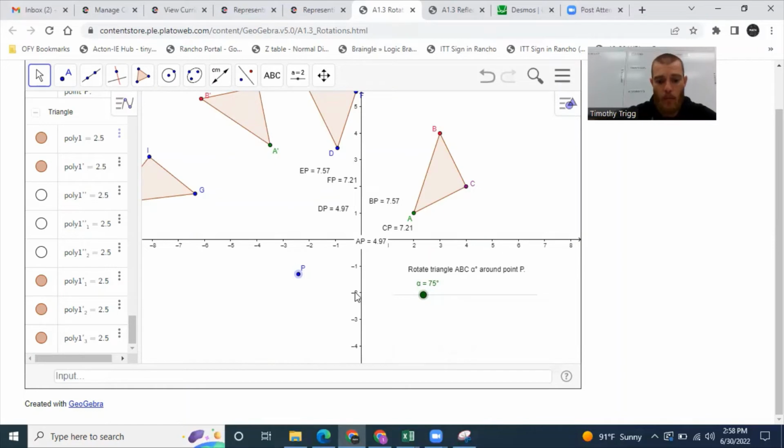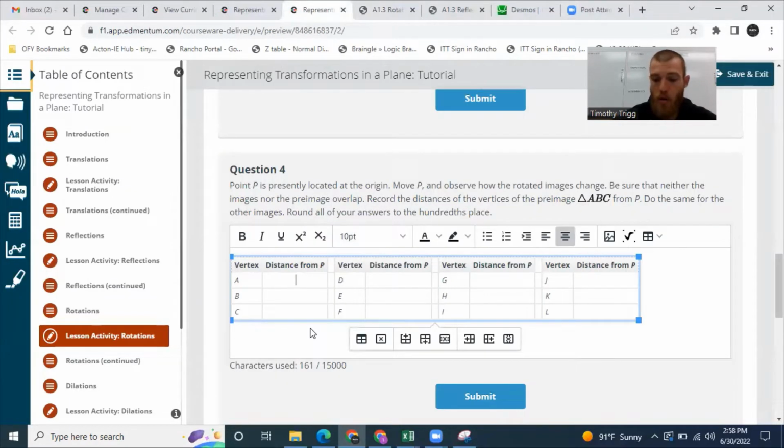Okay, so I'm going to write down these numbers. So I have them down: 7.57, 4.97, and 7.21. Now I'm going to record them here. So 4.97, and your distances might be completely different depending on how you moved your center of rotation, point P. Now, these distances are going to be the same, aren't they? Because these are the corresponding points on each of the images.